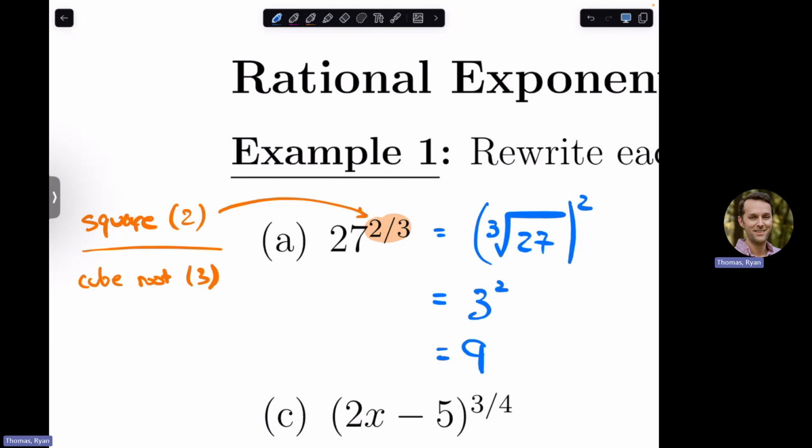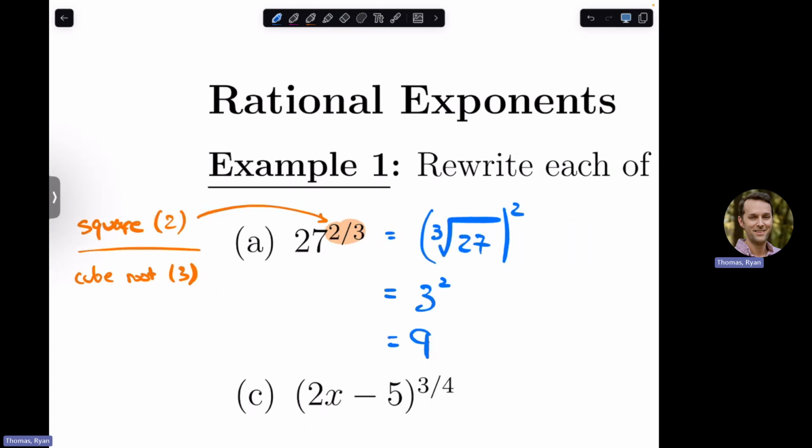Now, of course, this is a number, right? You could just type this into a calculator directly. You might need to throw parentheses around the exponent, depending on how your calculator does stuff. But this is how it works. Again, numerator is like a normal exponent, this many copies of the thing multiplied together. That's why we square, right? It's 2 of the cube root of 27. The denominator is the index of a radical. So that's how you read and interpret a rational exponent.